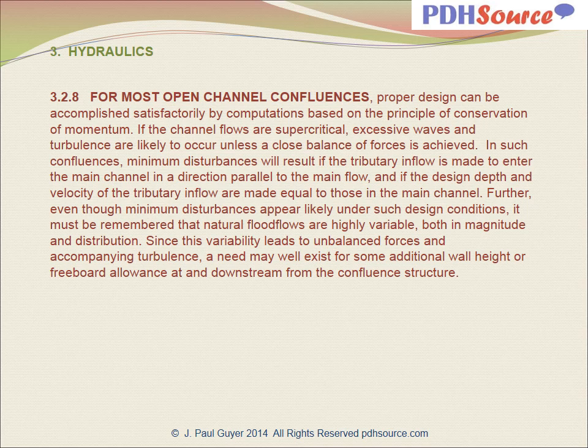Further, even though minimum disturbances appear likely under such design conditions, it must be remembered that natural flood flows are highly variable both in magnitude and distribution. Since this variability leads to unbalanced forces and accompanying turbulence, a need may well exist for some additional wall height or freeboard allowance at and downstream from the confluence structure.